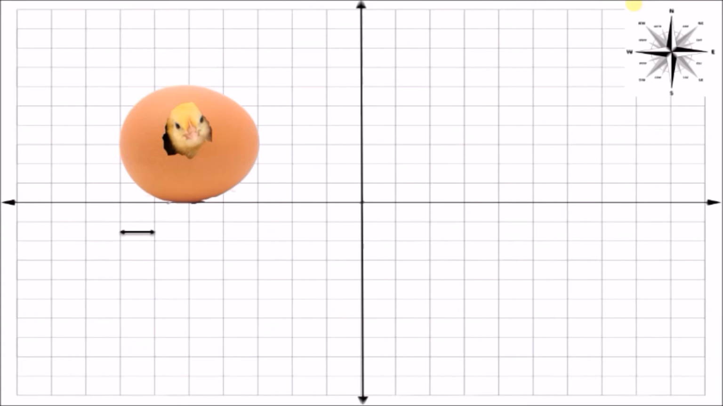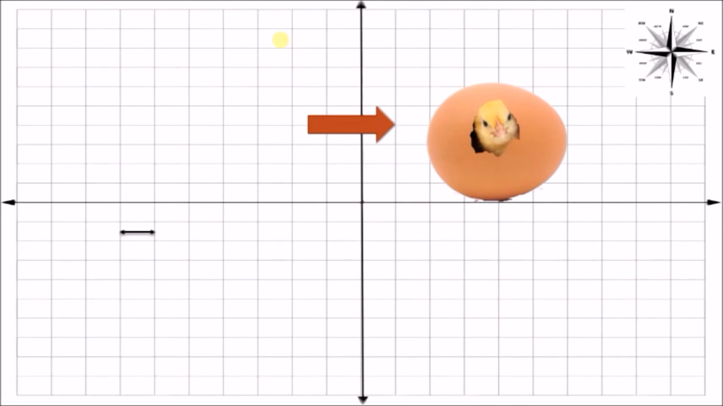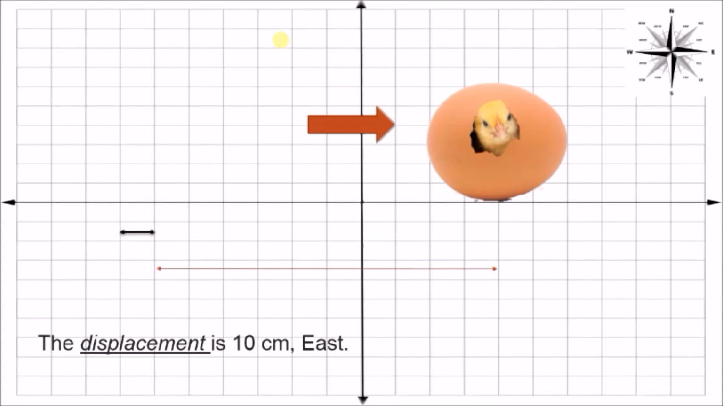So now, imagine that you have an egg with a chook inside, and that you want to move that egg in a certain direction. Then we ask the little chook to move inside the egg, of course. The distance covered is also 10 centimeters, but because we know that there is a direction applied to the movement, we have a displacement. The displacement is around 10 centimeters east. Displacement is a vector. Please write that down.